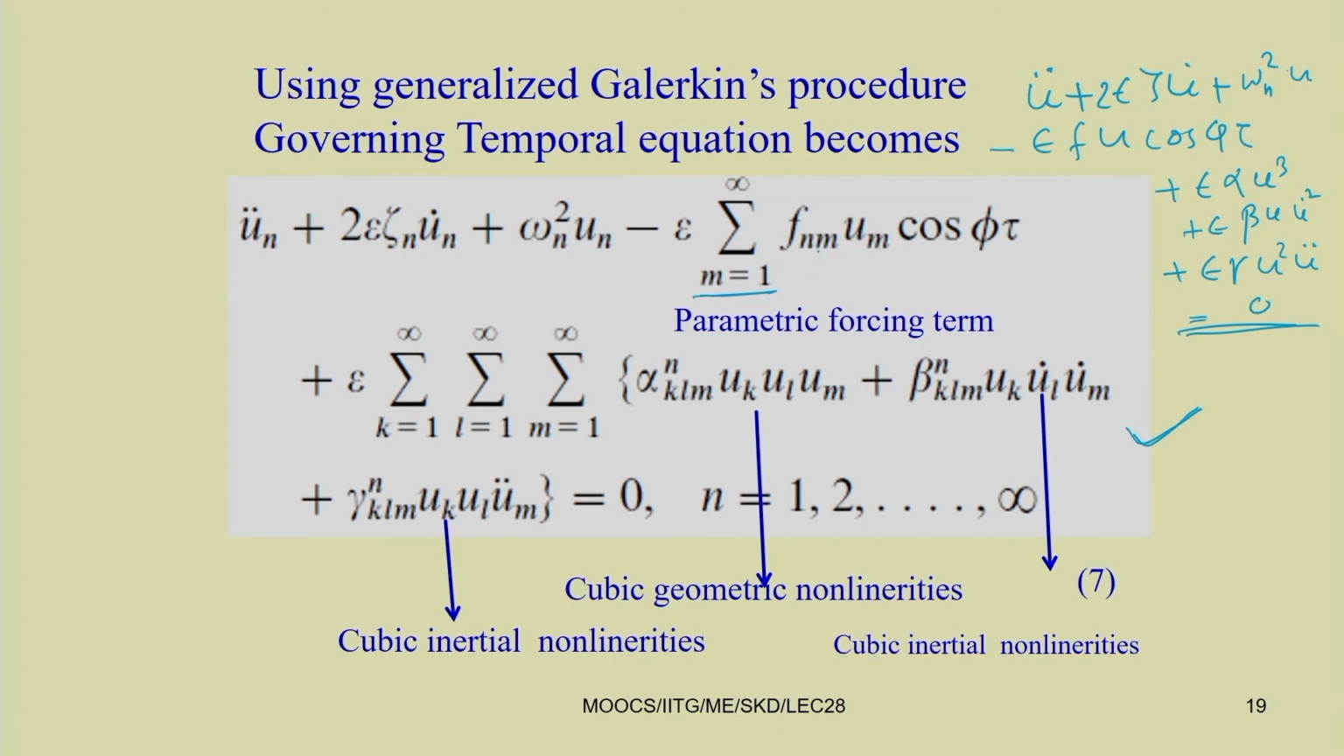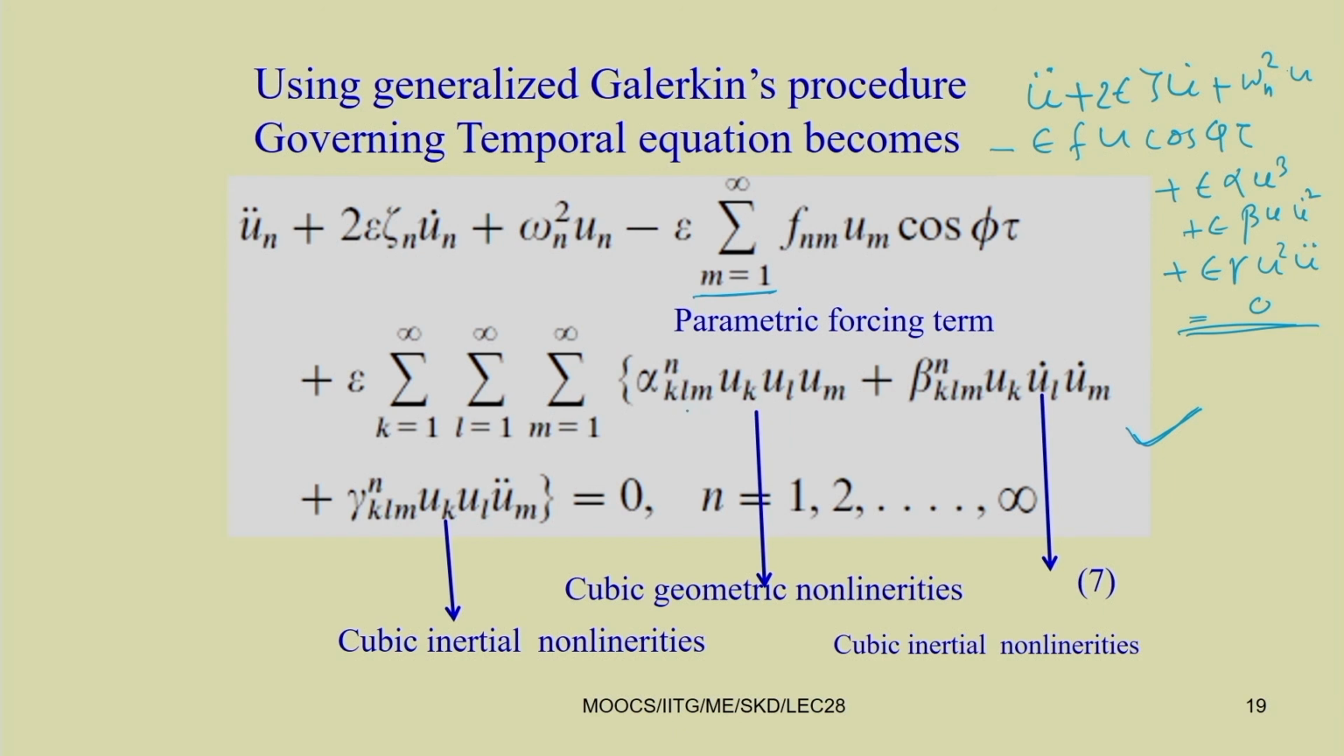As n is taking the value 1 and 2 and m is also taking the value 1 and 2, we can have f11, f12, f21 and f22. So, 4 forcing terms will be there, and these nonlinear terms for k, l, m.